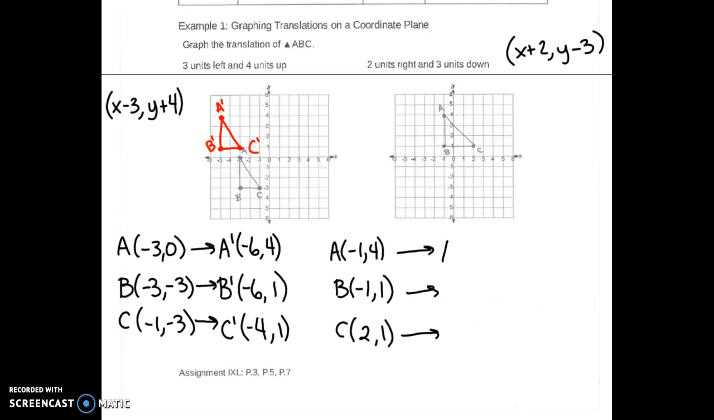So we have to find the new points. So A prime. So we're going to add 2 to our X, subtract 3 from our Y. That's 1, 1. B prime is going to be 1, negative 2. And C prime is going to be 4, negative 2. And we need to graph those new points. So 1, 1. That's A prime. 1, negative 2. B prime. 4, negative 2, and that's C prime. So that's our transformation, our translation. We moved it.